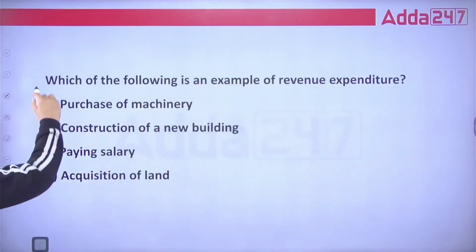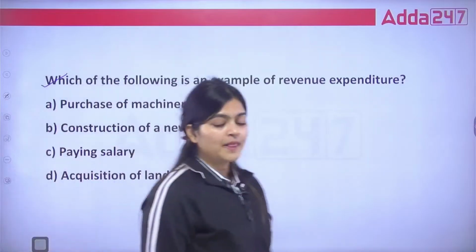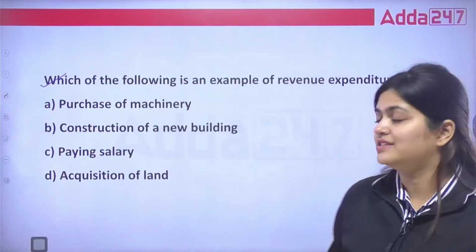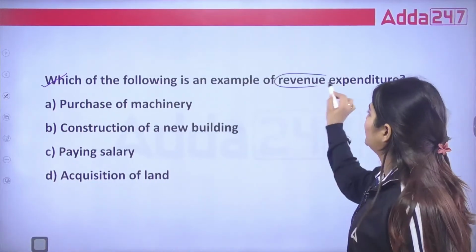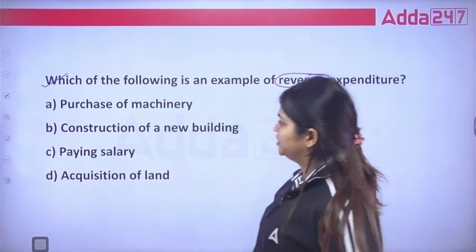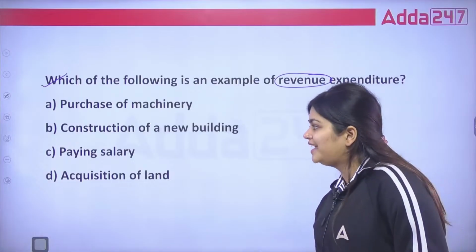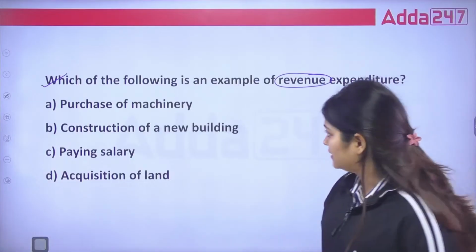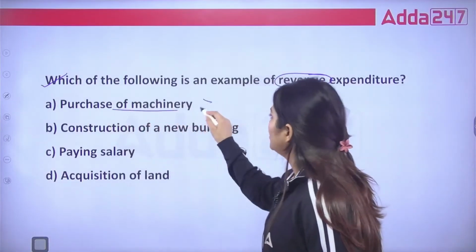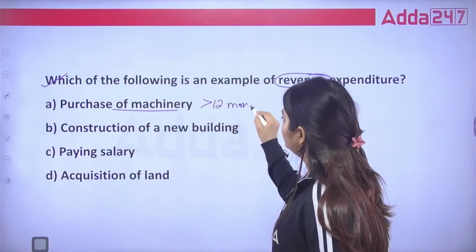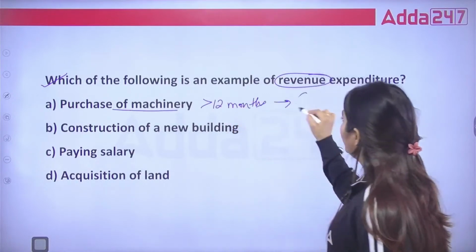Chalo, so let's solve a few questions. Which of the following is an example of revenue expenditure? A. Purchase of machinery, B. construction of a new building, C. paying salary, D. the acquisition of land. Purchase of machinery, of course, I am going to use for more than 12 months. So this is my capex.